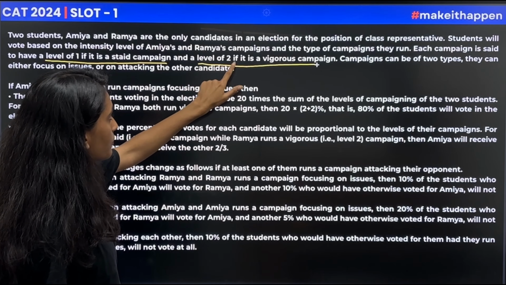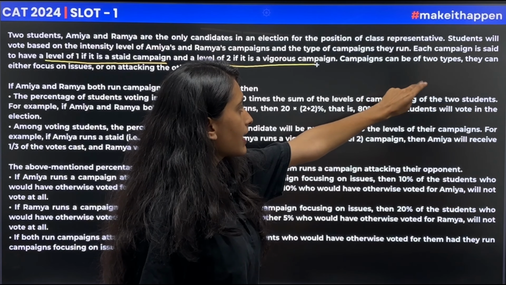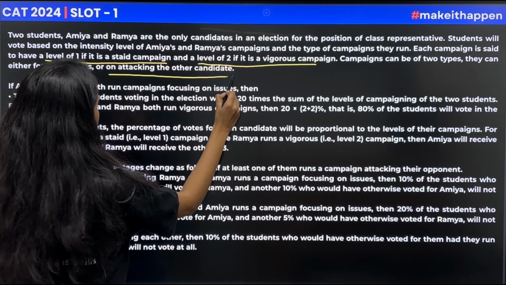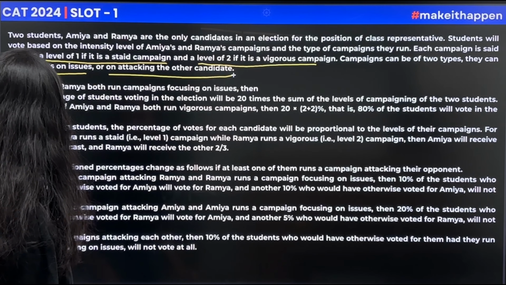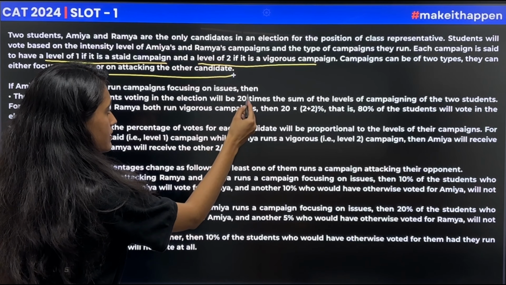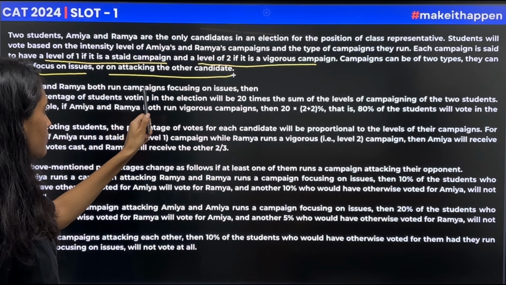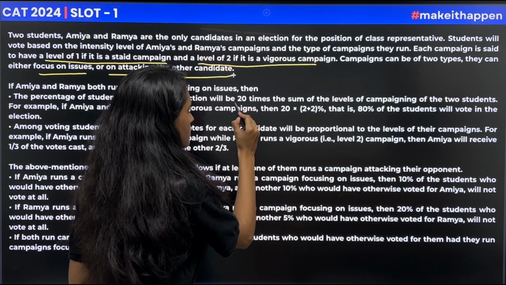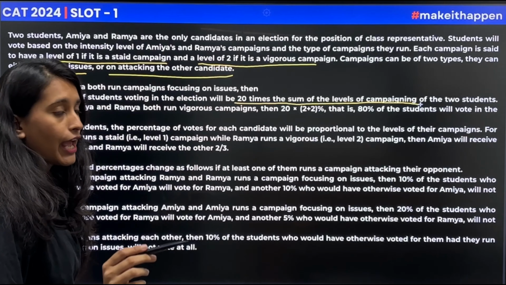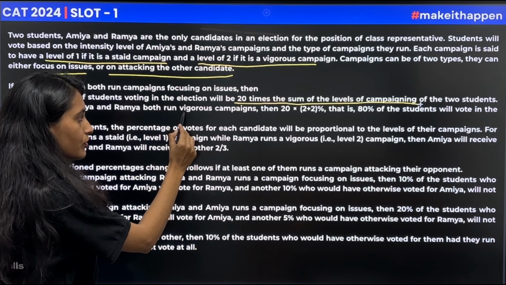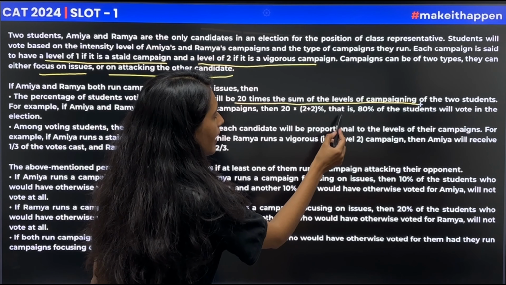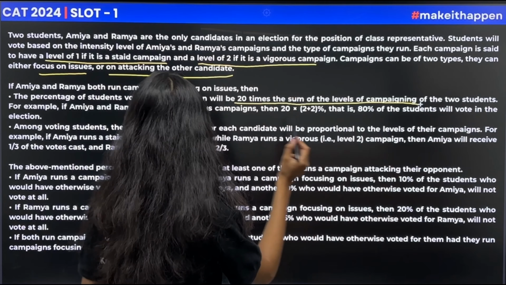So this is the important information we got from this paragraph. Campaigns can be of two types. They can either focus on issues or attacking the other candidate. If Amya and Ramya both run campaigns focusing on issues, then the percentage of students voting in the election will be 20 times the sum of levels of campaigning of the two students. For example, if Amya and Ramya both run vigorous campaigns, then 20 into 2 plus 2, that is 80% of the students will vote in the election.